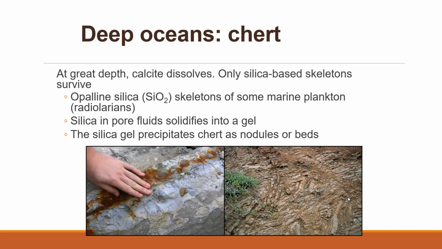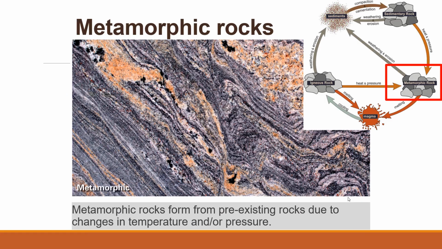This can be in pore fluids and solidify into a gel. The silica gel precipitates chert as nodules or beds. This is what is used a lot of times as fire starters, chert, or for arrowheads. So those are some of the examples of sedimentary rocks. There are many, many more examples of sedimentary rocks. I'm highlighting a few. The next one I'm going to talk about are metamorphic rocks.